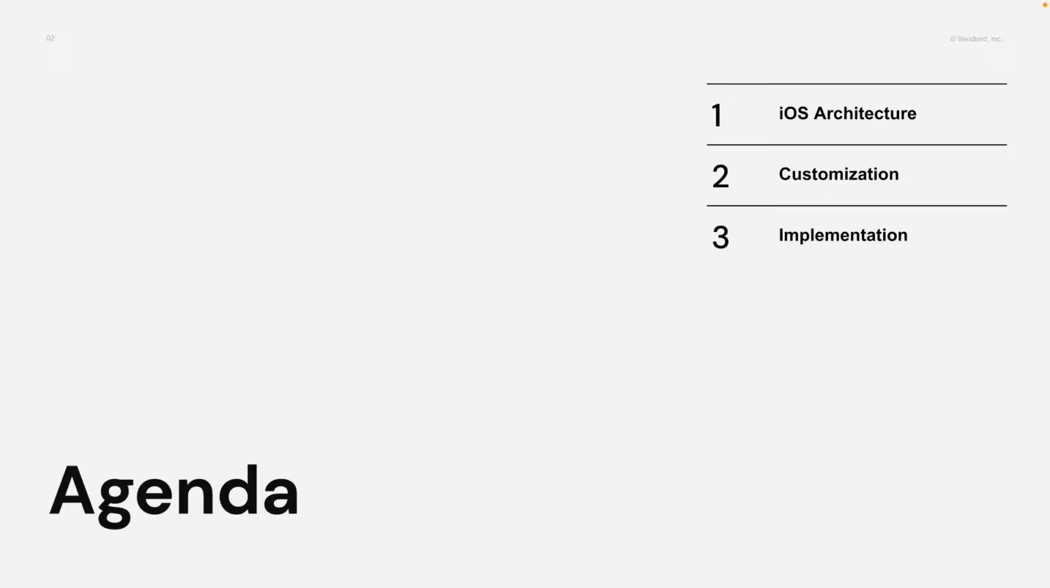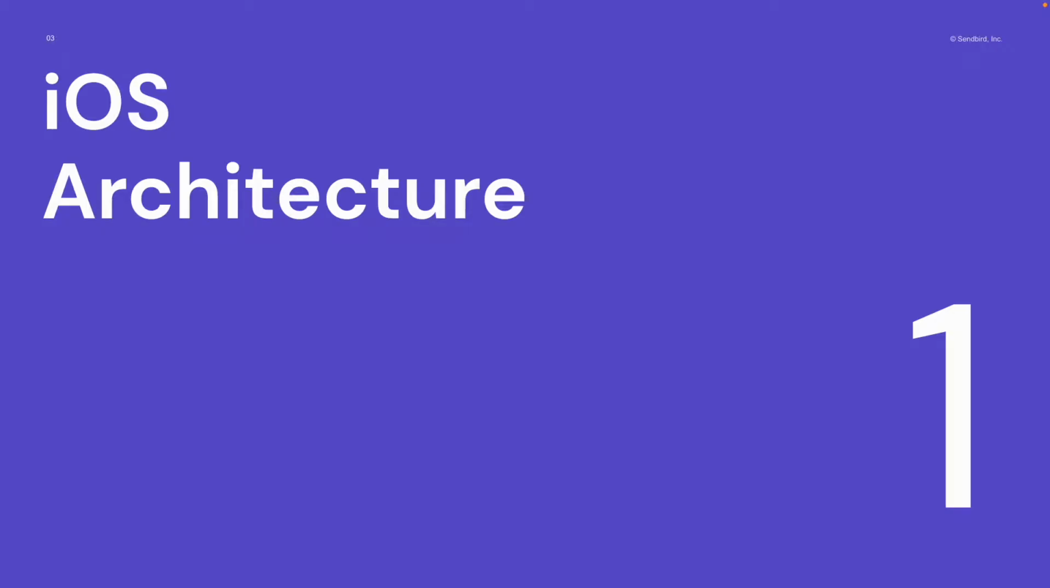First, let me help you understand the architecture of Sendbird UIKit and what's new in version 3. Later, I'll talk about customization using the UI components provided by the UIKit. And finally, I will show you how to use UIKit 3 with extra customer requests. Alright, let's start with the architecture.